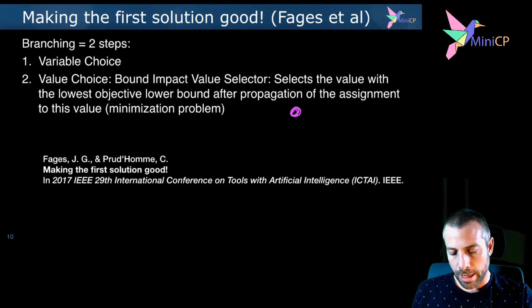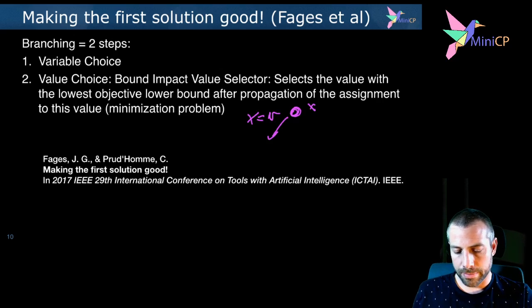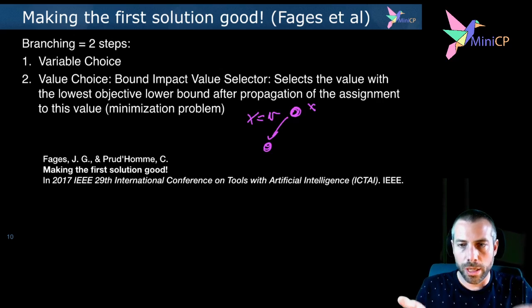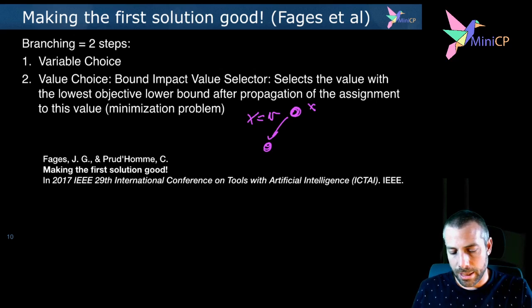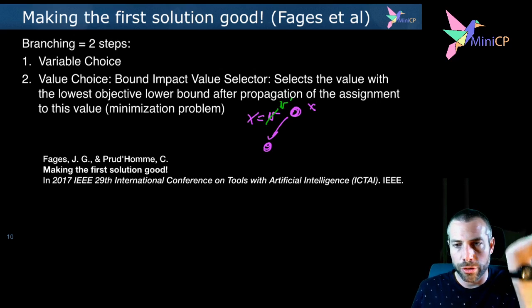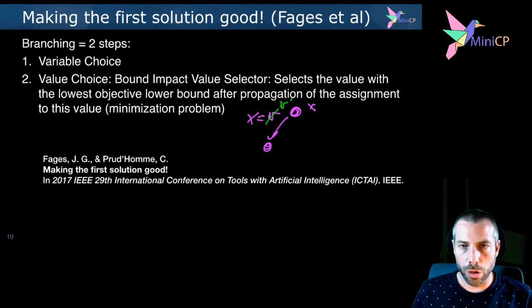So the idea is this one. You have the variable x that you want to instantiate, and then you will try some value v on the left. By deciding this value on the left, you will increase the lower bound on the objective function. And if you take another value, for instance v prime rather than v, maybe you will increase the lower bound a little bit less. And you would like to choose the value that gives the lowest objective lower bound.